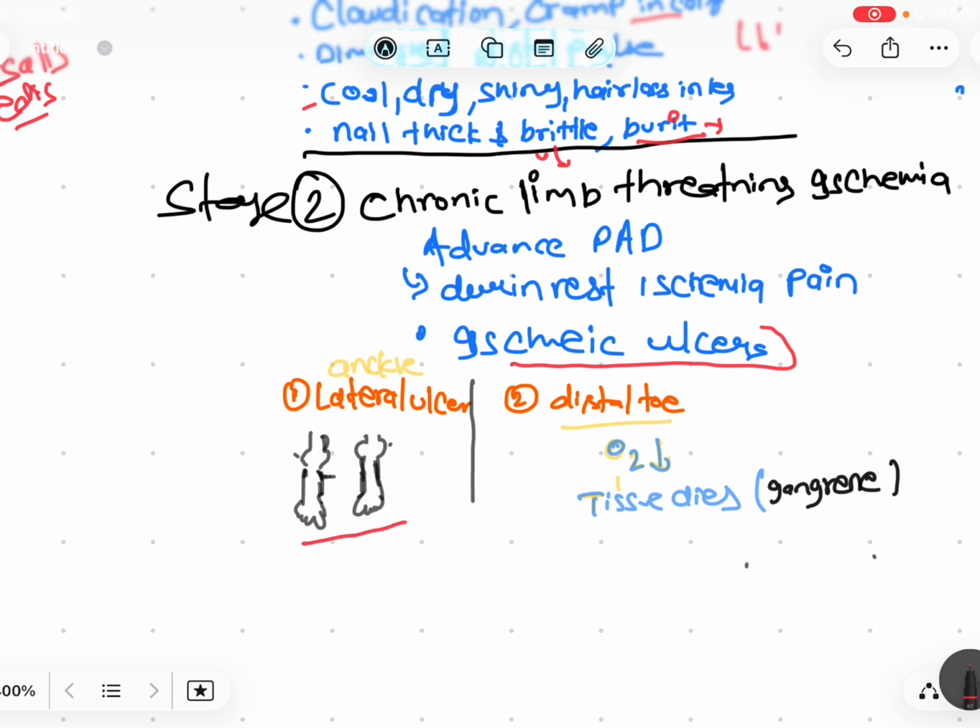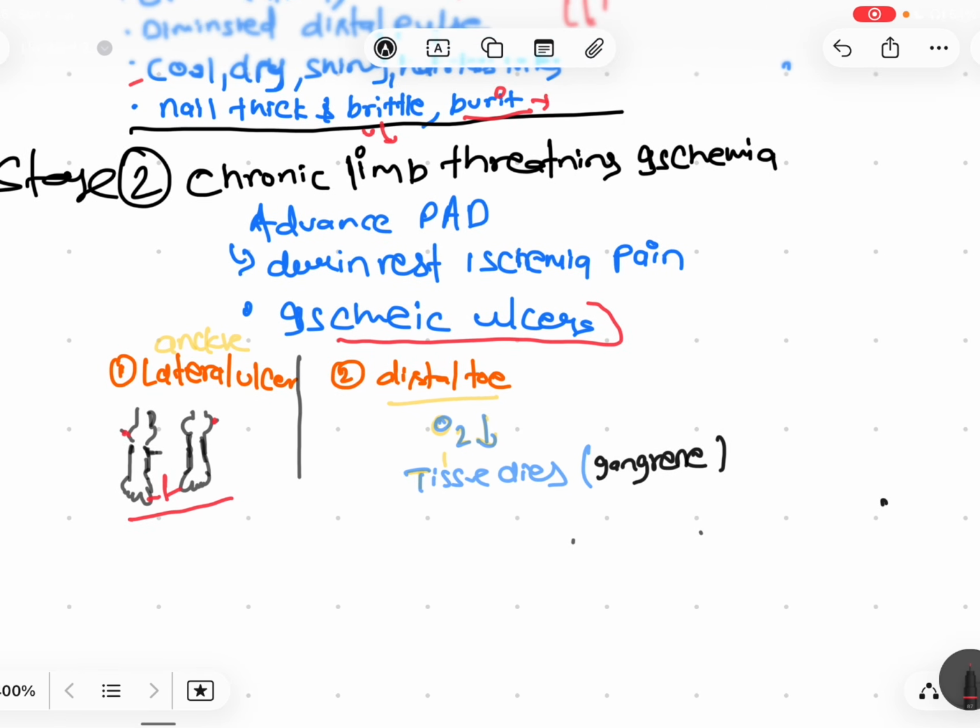If you look at the image, there are two feet. These are the ankles. These are the two great big toes. At the lateral ankle, as we can see here, the ulcer develops, the cells die. And the distal toe is also called an ulcer in the distal toe. If you look here, you have an ulcer in the toe. It's the nail bed, you can see.